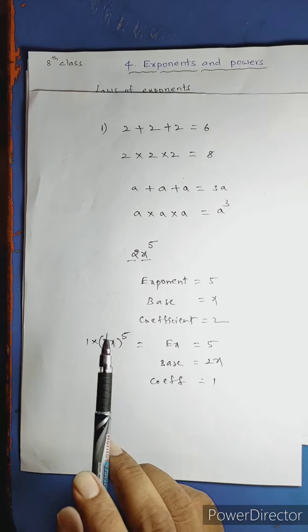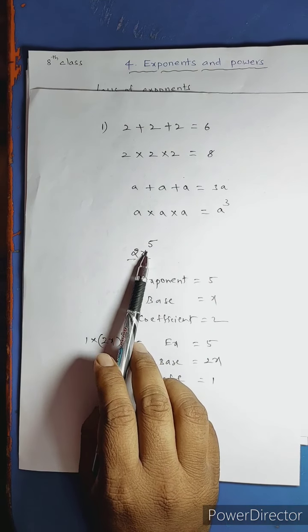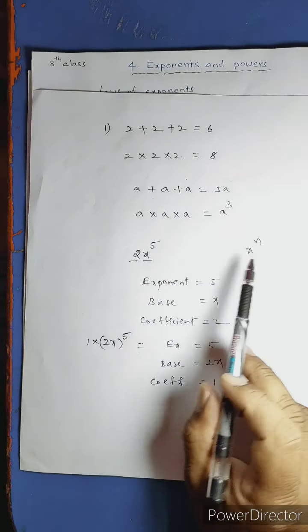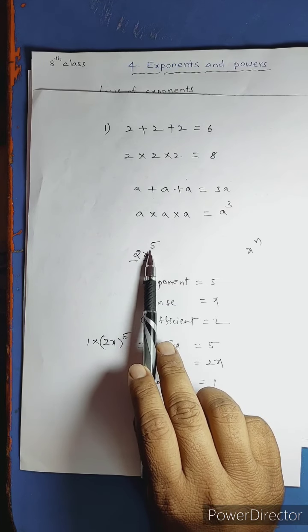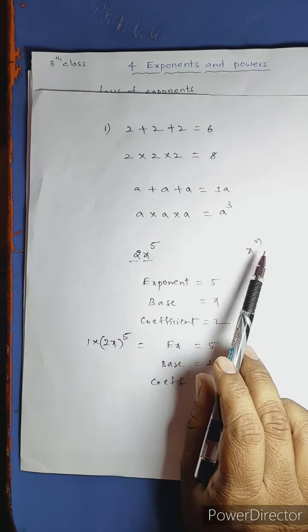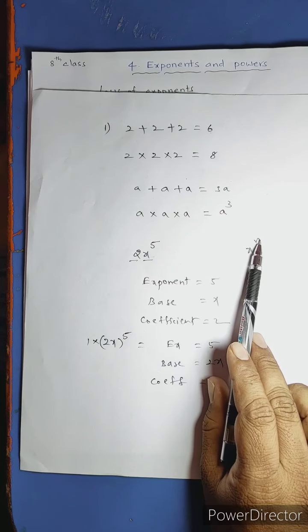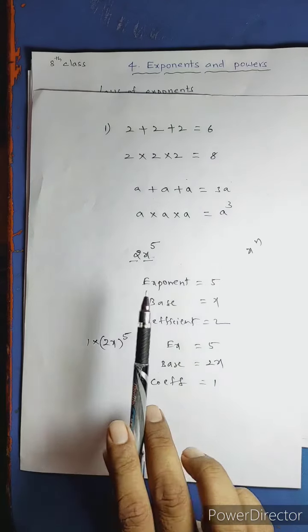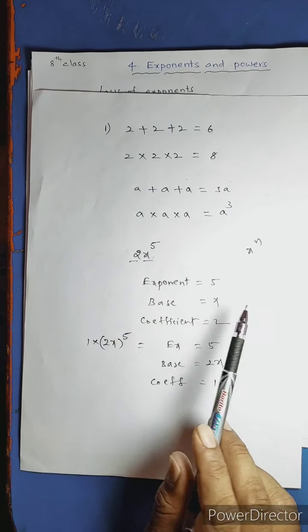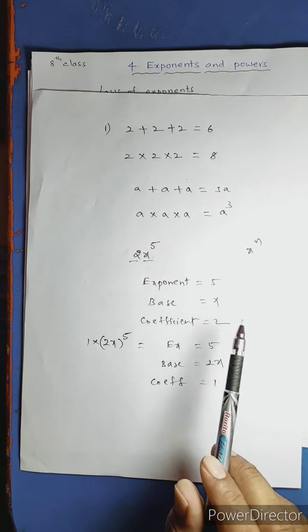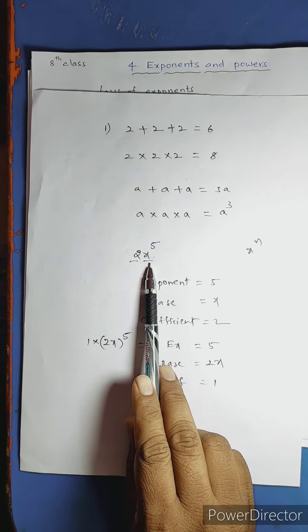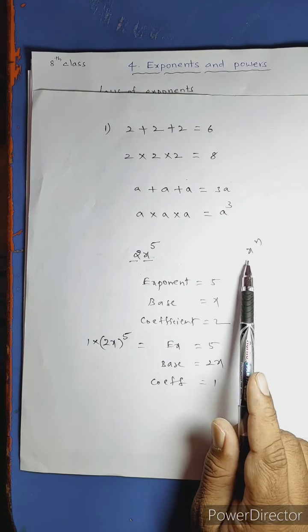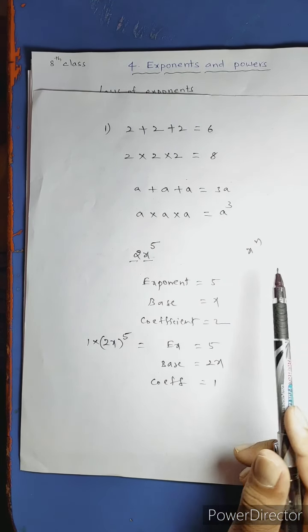Exponents and powers. An exponent is a number or any letter like x power of n. An exponent is a number 5 or any letter n written above and to the right of a mathematical expression, called the exponent or power. It indicates that the base is raised to a certain power. x is the base and n is the exponent or power.